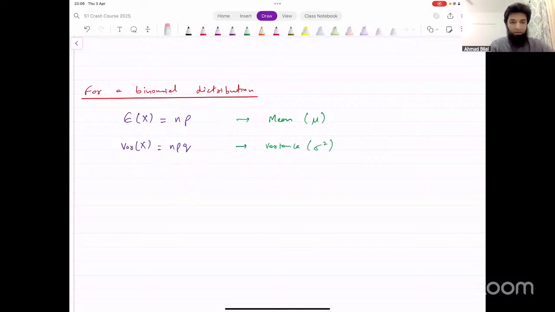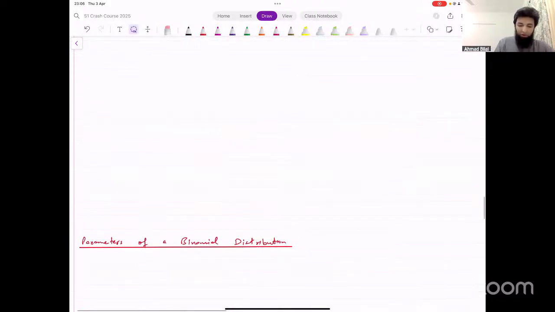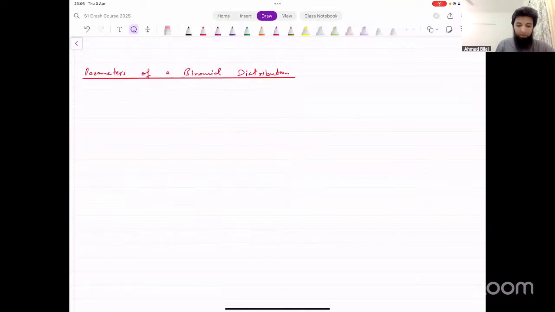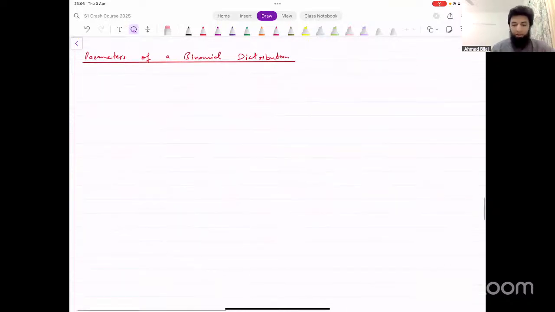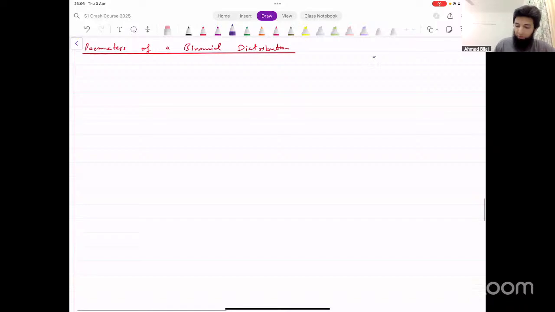One last thing you should know about binomial distribution is some notation that they use in questions sometimes. This we did not talk about earlier. We call these parameters of a binomial distribution. Now remember what the formula looks like. The formula is nCr into p raised to power r into q raised to power n minus r.